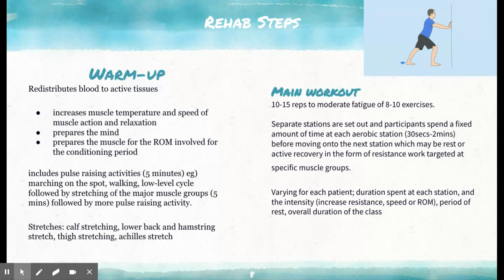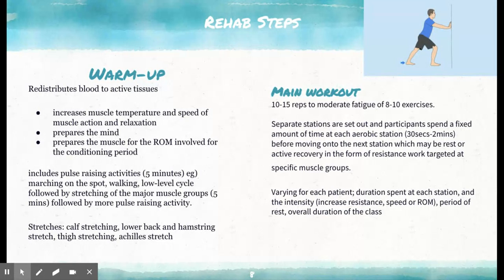And then this includes pulse raising activities around 5 minutes, like marching on the spot, walking, low level cycle, followed by stretching of the major muscle groups, which is also another 5 minutes, followed by more pulse raising activity. So some stretches you might do within this are calf stretching, lower back and hamstring stretching, thigh stretching, and Achilles stretch, which are just the lower body stretches.